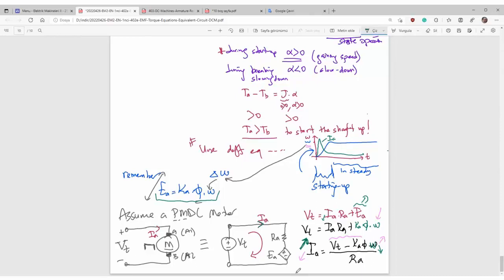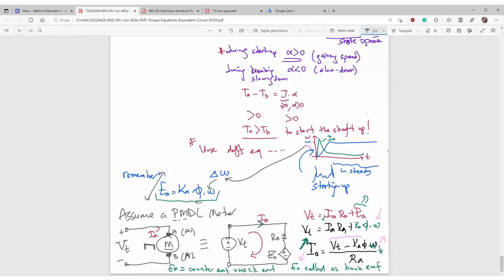In some books, EMF inside the motor is called back EMF. In Turkish it is called zıt EMK. Back EMF, or counter EMF in some books. Back EMF, because it makes a counter relation.